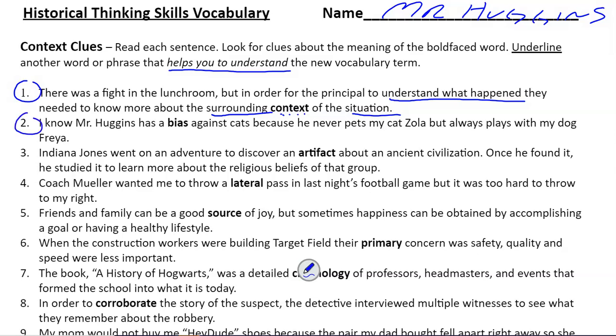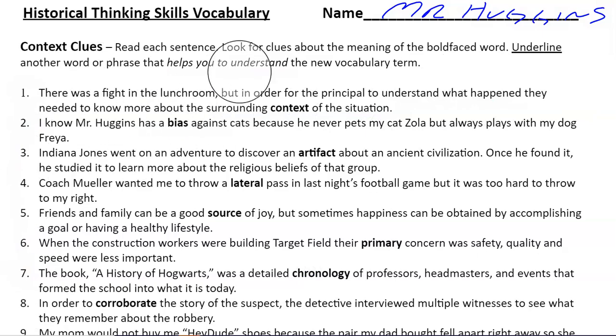Let's go on to the second sentence. Our word is right here, bias. I know Mr. Huggins has a bias against cats because he never pets my cat Zola, but always plays with my dog Freya. Well, bias must be something that you can have, and it might be something that is in opposition to something else. Okay, so that's how you do context clues, and you'll continue this for all 10 of the sentences.